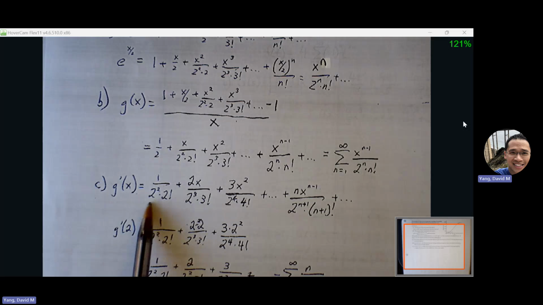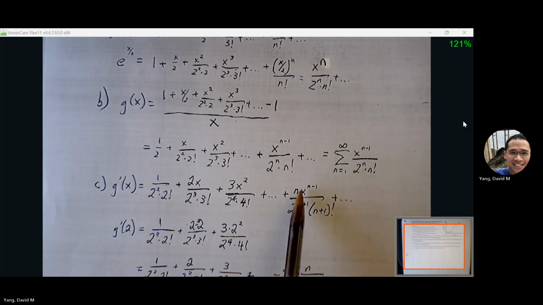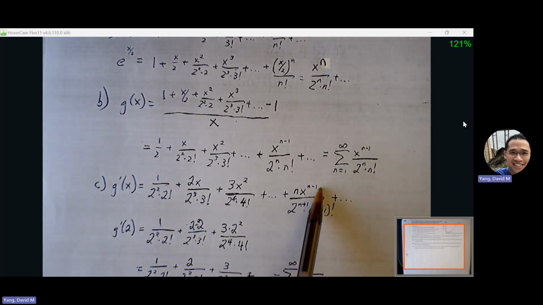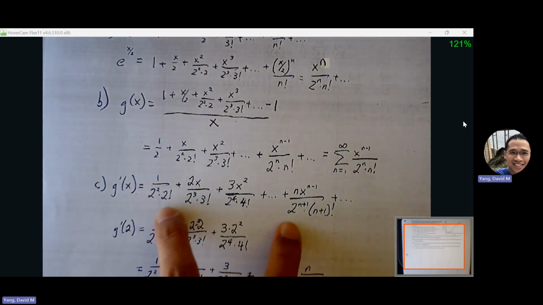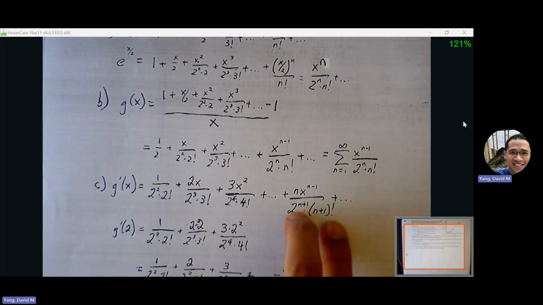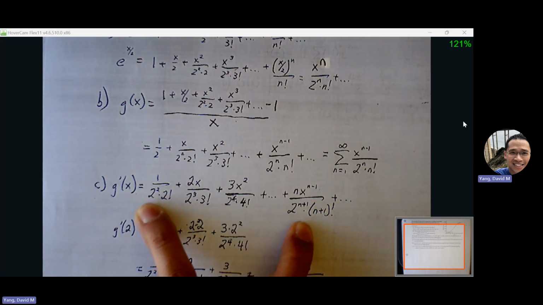Or I can just let it be this as well. If this is my first term, I don't have to do the n minus 2. I can just treat it like n times x to the n minus 1 over 2 to the n plus 1 times n plus 1 factorial. We just have to kind of look at this a little bit and make sure that we can adjust it to a form that will fit. All right. So there's my g prime.